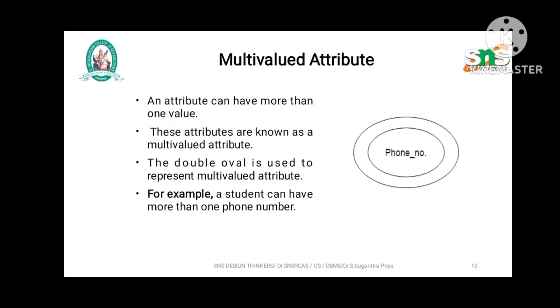Multi-valued attribute. An attribute that has more than one value is called a multi-valued attribute. The double oval is used to represent a multi-valued attribute. For example, a student can have more than one phone number.